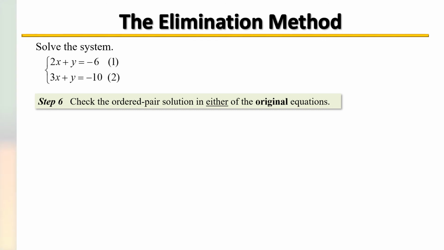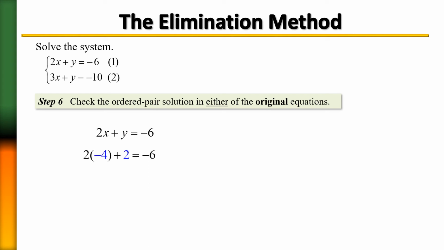Now recall, step 6 is optional. And step 6 just ensures whether the answer you have is indeed your answer. All you have to do is plug your ordered pair back into either of the equations. If it leaves you with both sides being the same, meaning that's a true statement, then that is your proof that it is a solution. So we're going to go ahead and plug our solution of -4 for x and a 2 for y into the first equation and then do the math.